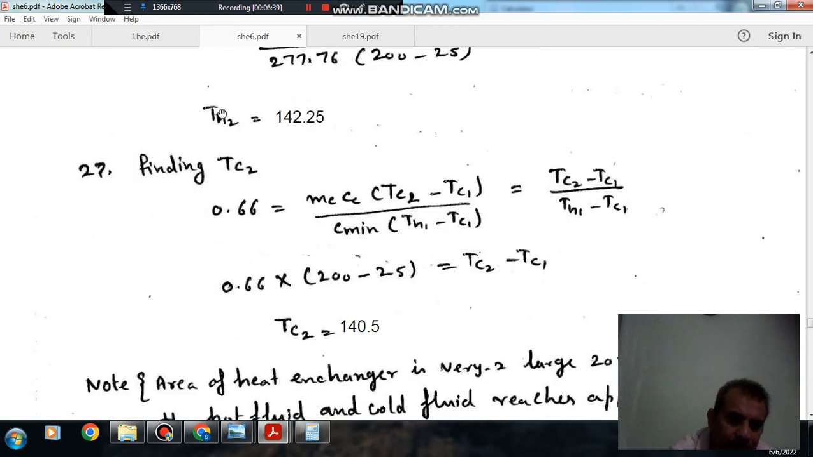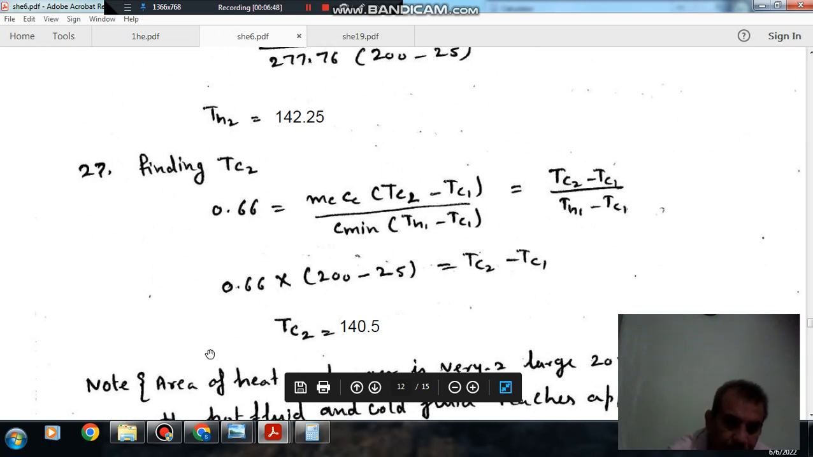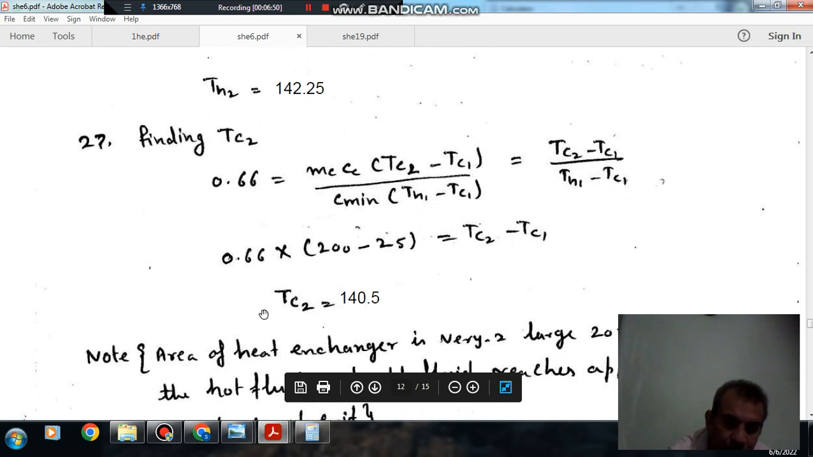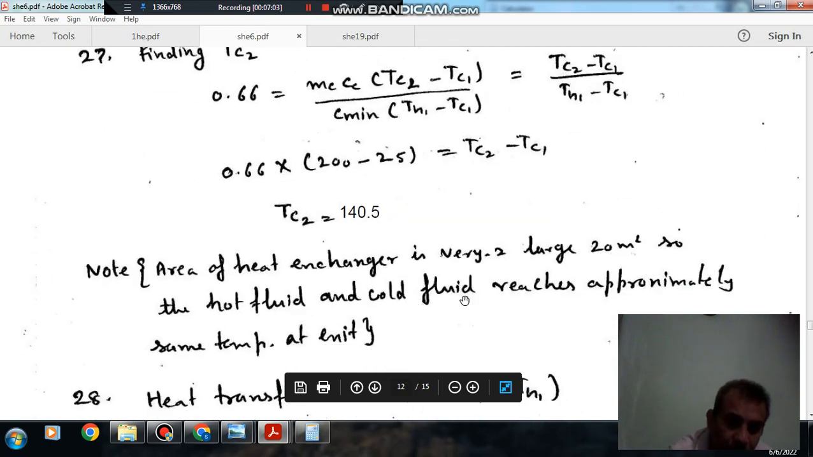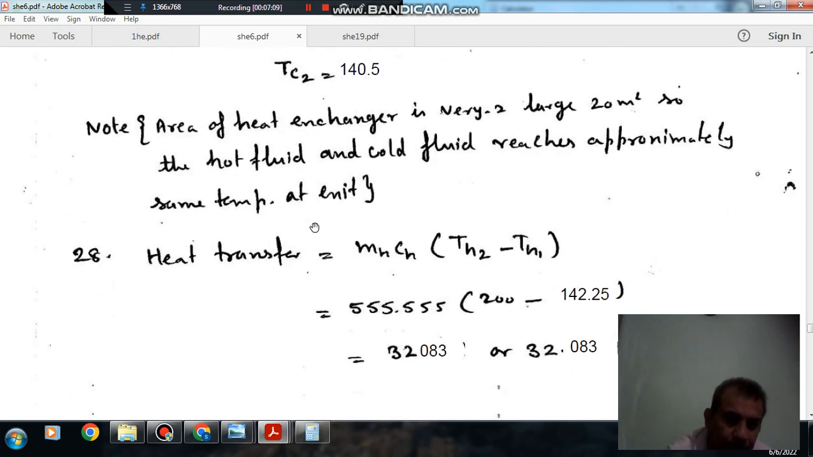We can see that TH2 and TC2 are very close to each other, and the flow is parallel flow. This is because the heat exchanger has a very large area. That is, 20 meter square is very large when we consider a heat exchanger. So it means the hot fluid and cold fluid end up at approximately the same temperature when the heat exchanger is of large area.